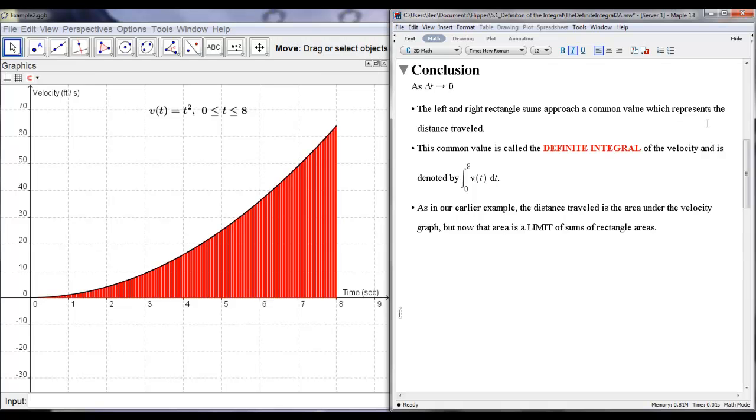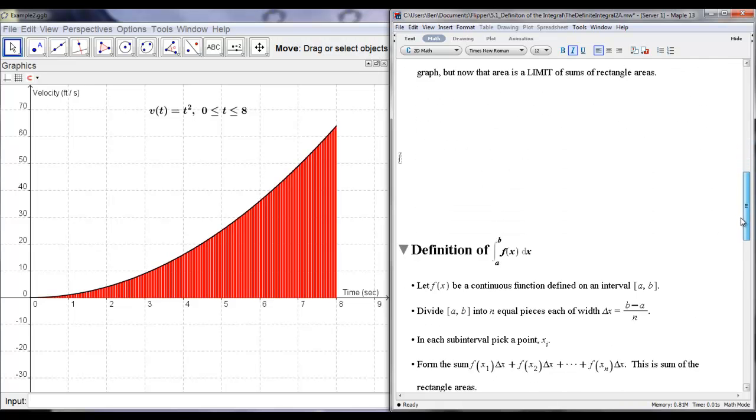This common value is called the definite integral of the velocity and is denoted by this set of symbols. In addition, as in our earlier example, the distance traveled is actually equal to the area under the velocity graph. You can see that in the picture, that as we take more and more rectangles, we get closer and closer to the actual area under the curve t squared. But that area now is a limit of sums of rectangle areas.